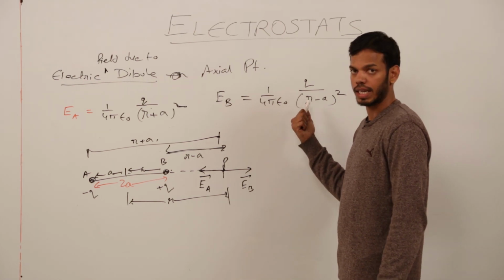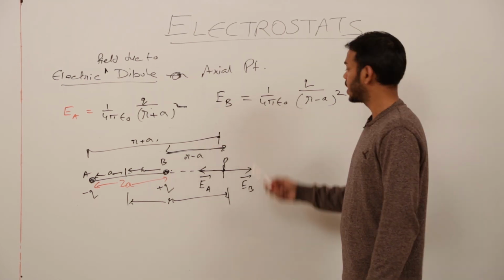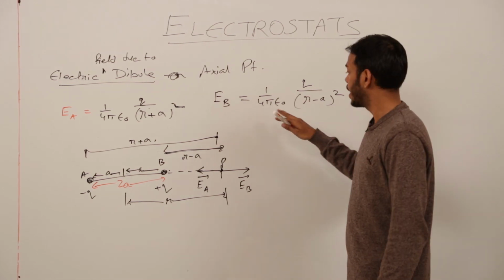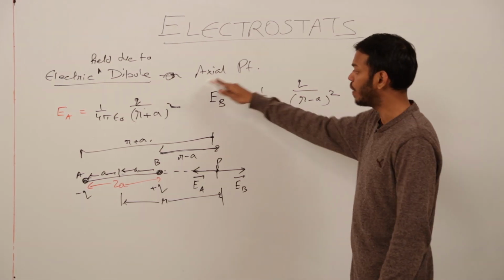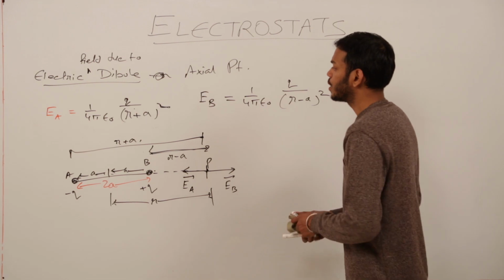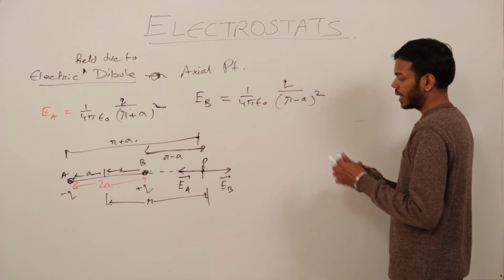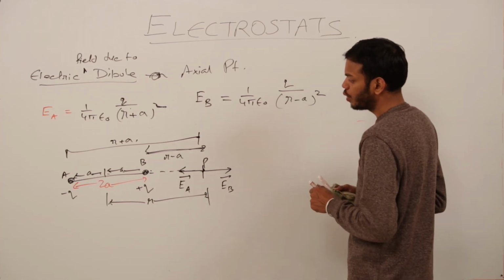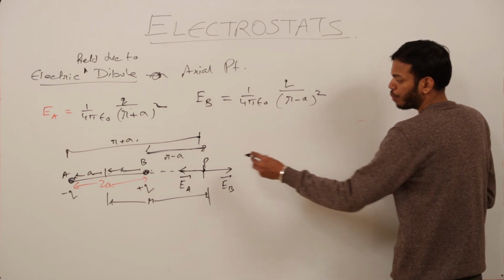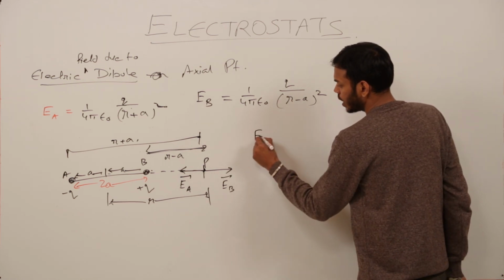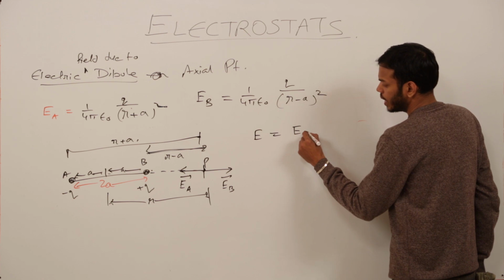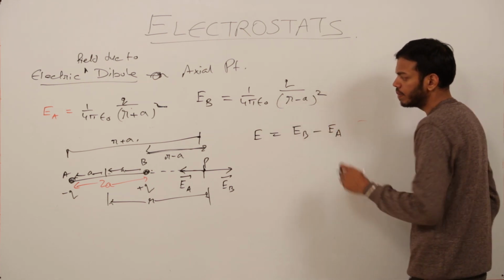EB is greater than EA because of the denominator. When the denominator is small, the whole value increases. So, the net electric field due to this dipole at point P would be EB minus EA.